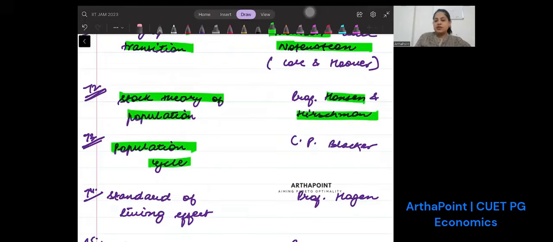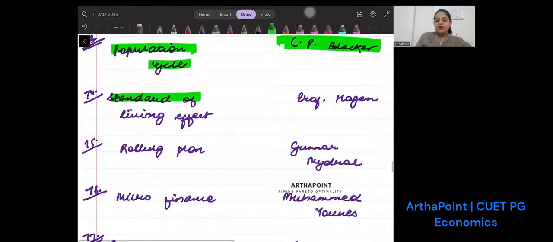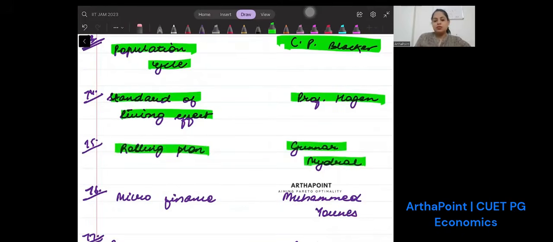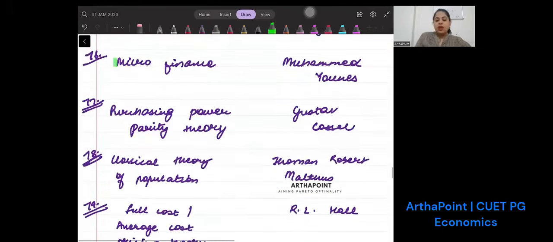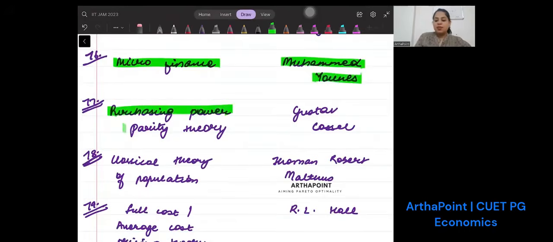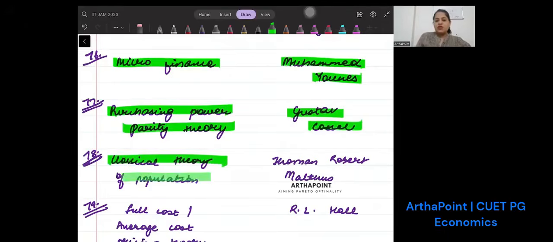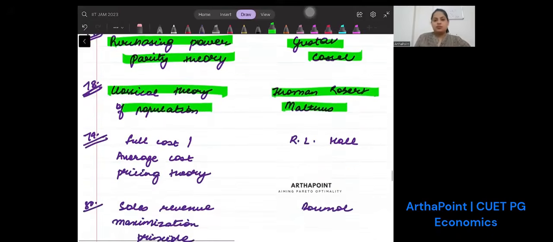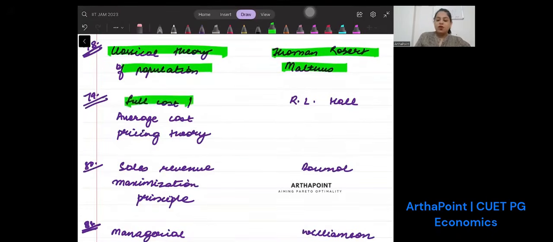Population cycle is given by C.P. Blacker. Standard of living effect is given by Professor Hagen. Rolling plan is given by Gunnar Myrdal. This is important. Microfinance is given by Mohammad Yunus. Purchasing power parity theory is given by Gustav Cassel. Classical theory of population is given by Thomas Robert Malthus, or simply Malthus. Full cost or average cost pricing theory is given by R.L. Hall.